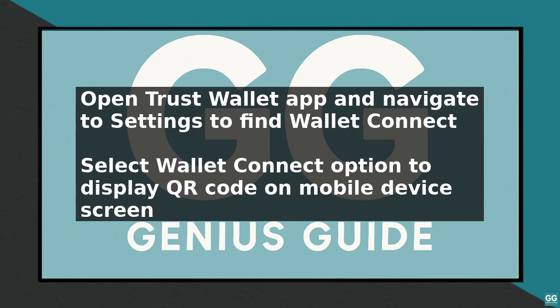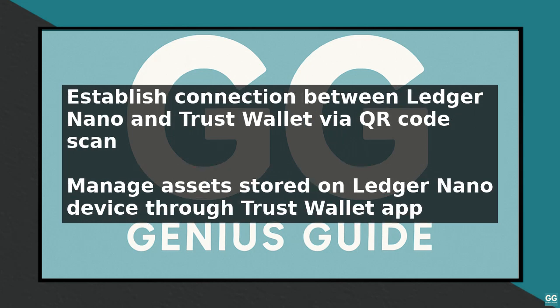Then, click on the Connect to Ledger Wallet option and scan the QR code displayed on your mobile device. Using the Ledger Live app, this will establish a connection between your Ledger Nano device and the Trust Wallet app. Once the connection is established, you will see your Ledger Nano account listed in the Trust Wallet app. You can now use the Trust Wallet app to manage your assets stored on the Ledger Nano device.